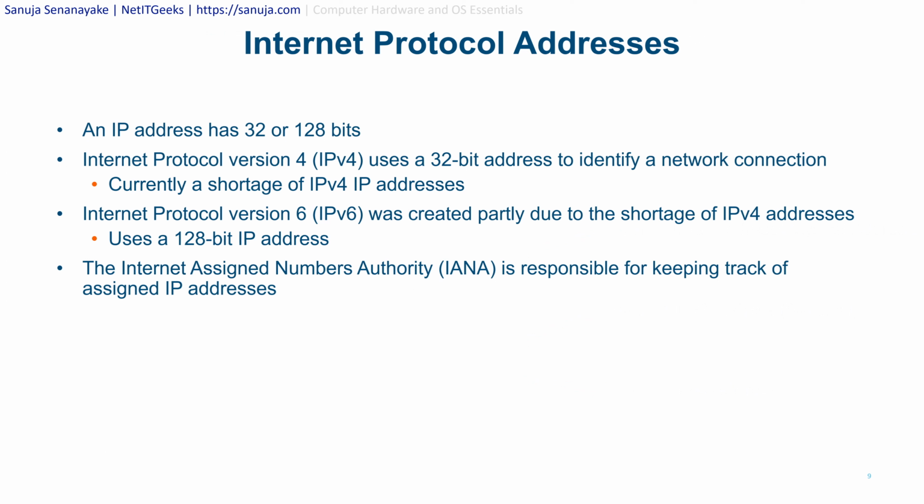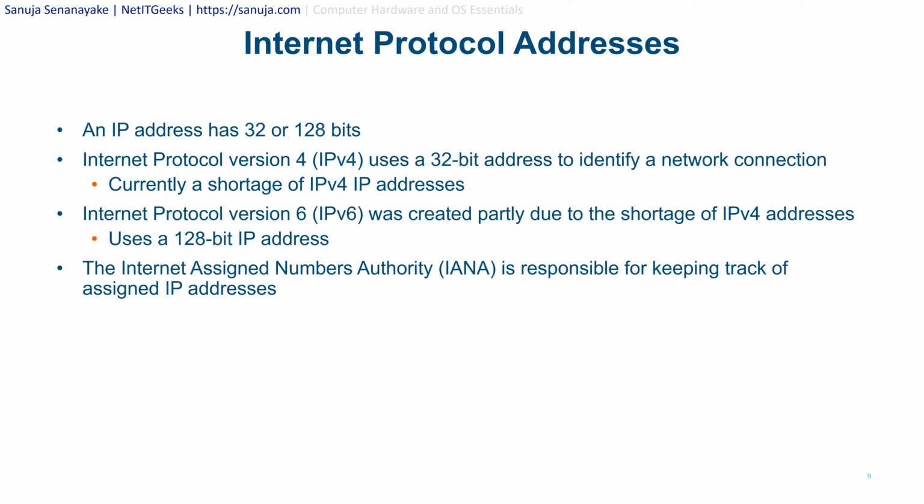Internet protocol addresses. An IP address, or Internet protocol address, has either 32 or 128 bits. This is because Internet protocol version 4, also known as IPv4, uses 32-bit addresses to identify a network connection, while IPv6, which is Internet protocol version 6, uses 128-bit addresses.